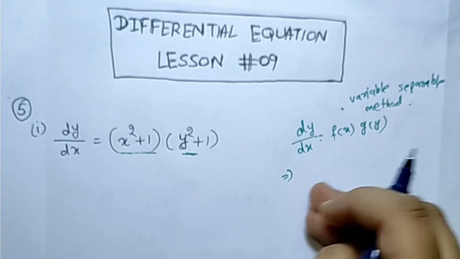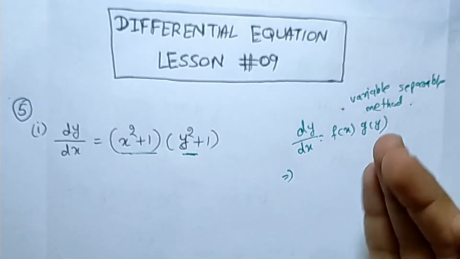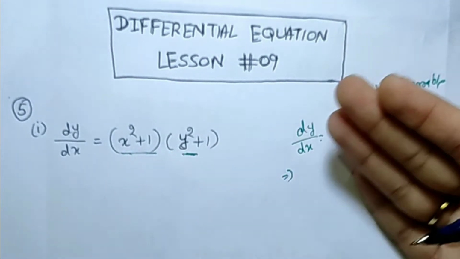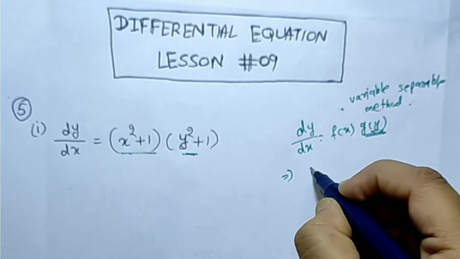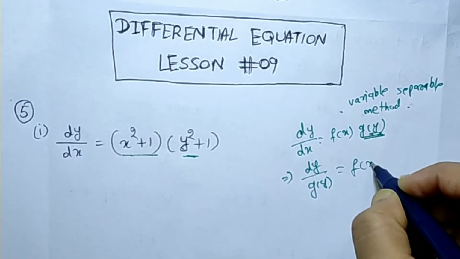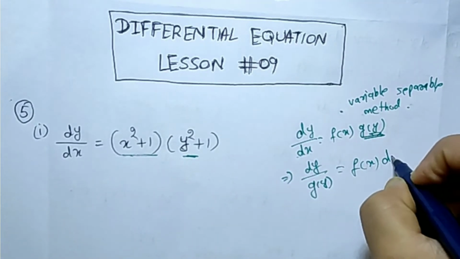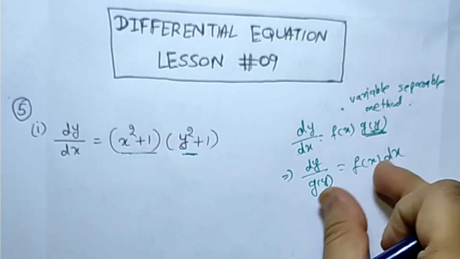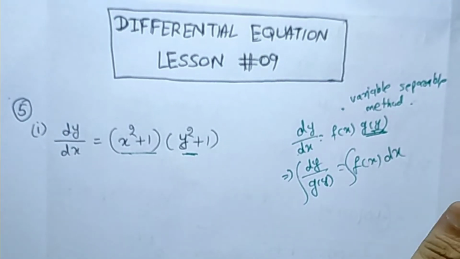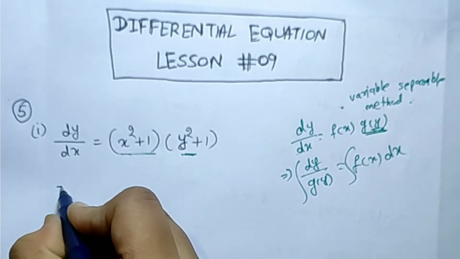Okay, we will separate the variables. Here is the function of x and here the function of y. So we will separate y on one side and x on the other. This is the function of y, so dy by g of y is equal to f of x into dx. The dx is divided on the left-hand side, so on the right-hand side it will be multiplied. Now the variables are separated, now we can take integration separately. This is the concept. Okay, this is how we are going to do this question.